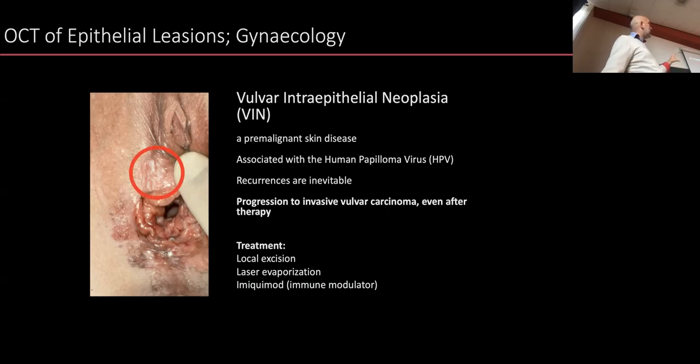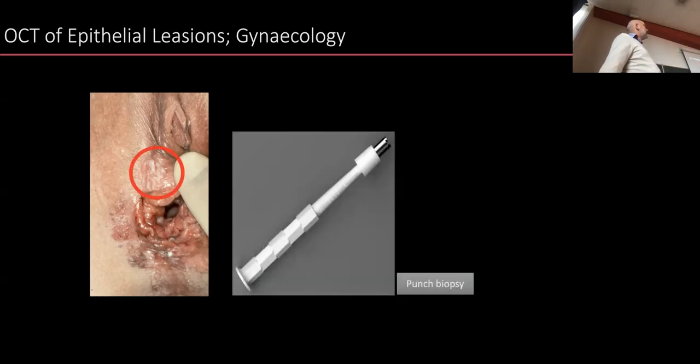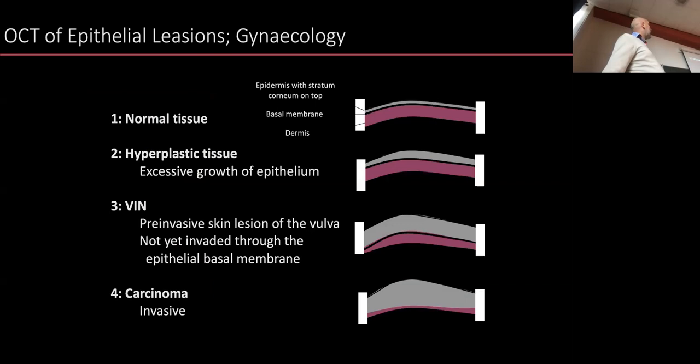So here's an example of a suspected place. These are the tools that they use to take a biopsy. And again, compared to other epithelial cancers as well. What is important is looking at if there's normal tissue, if it's already a little bit active, hyperplastic, so a little thickening of the layer, but still did not breach through the basal membrane.